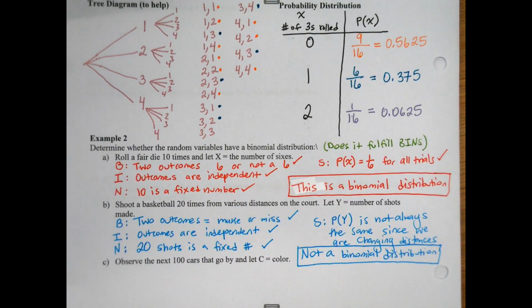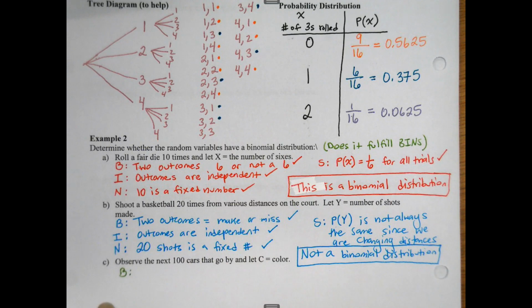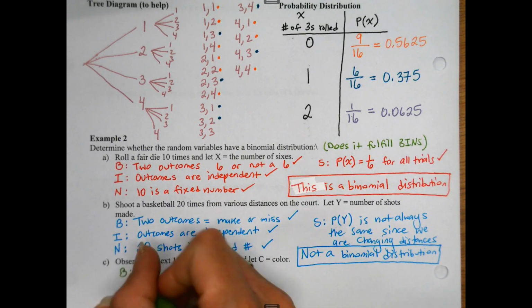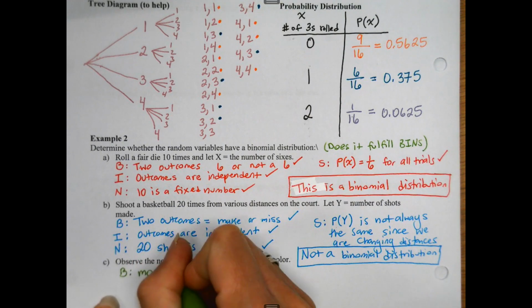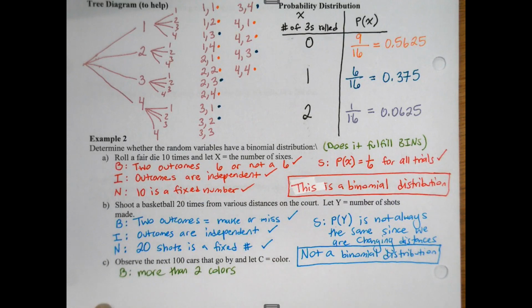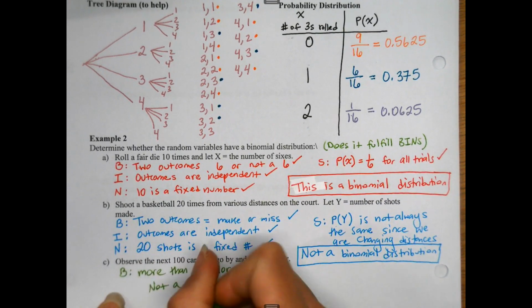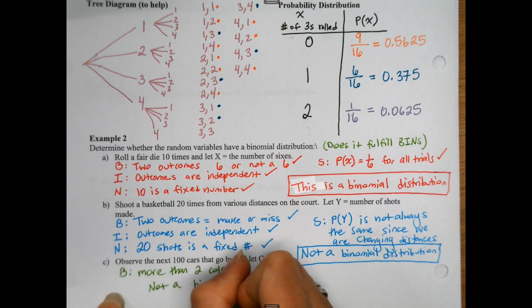And for C, it says, observe the next 100 cars that go by and let C equal the color of the car. B, binary. Are there two options? Well, the thing that we are observing is color, and we have more than two colors. So automatically, this cannot be binomial. So not a binomial distribution.